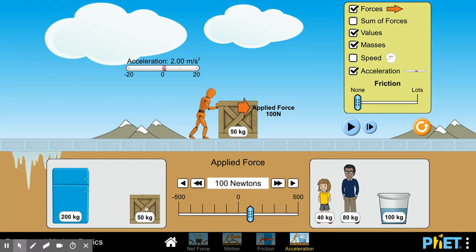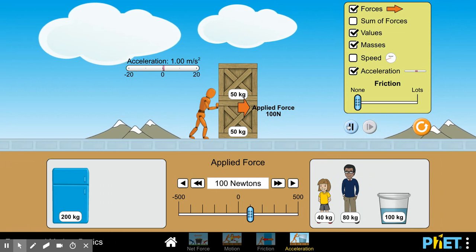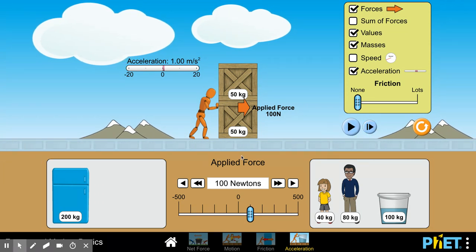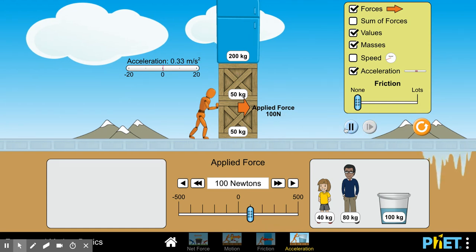If I want to change the mass, all I can do is stack some stuff. I'm going to keep the net force the same, but now I have a new mass, and we're going to see what the new acceleration is. All right, and so I can keep doing that. I can just keep adding objects on top. So now I have a mass of 300 kilograms. I've changed the mass, keeping the same net force.